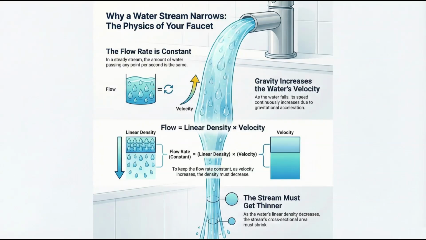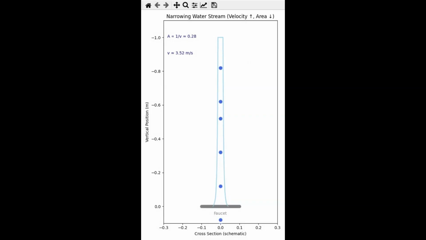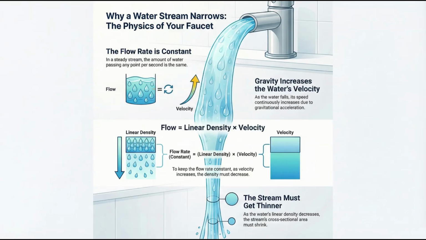This is the brief on one-dimensional fluid flow. So you know how when you turn on a faucet, the stream of water gets skinnier as it falls? Well, our sources are all about the pretty cool everyday physics behind exactly why that happens.